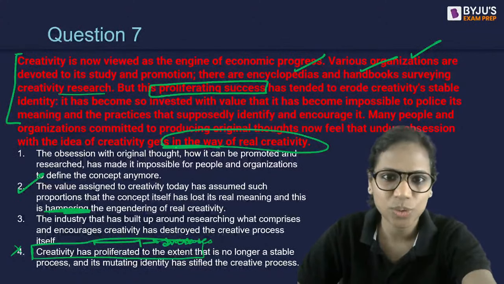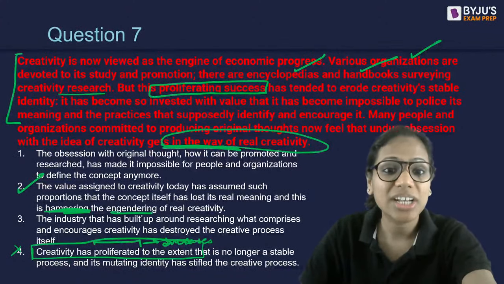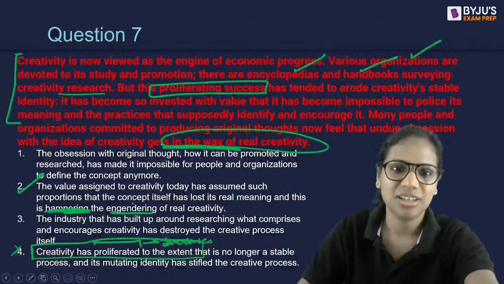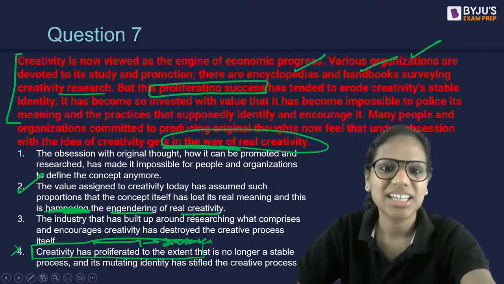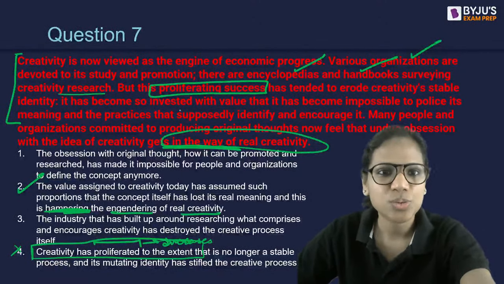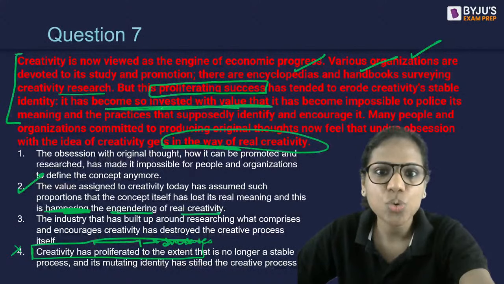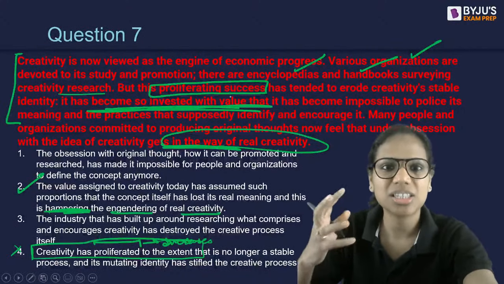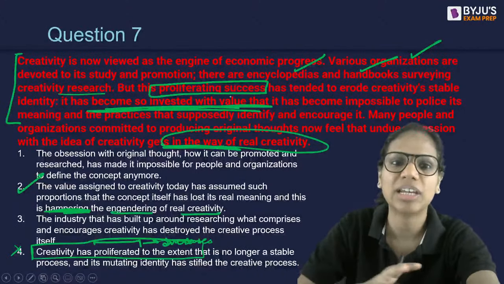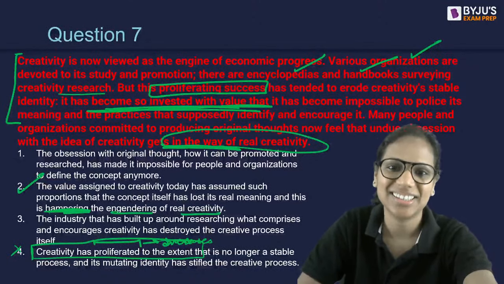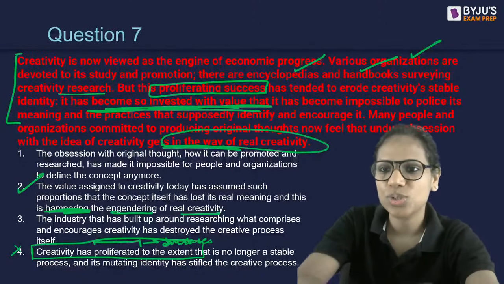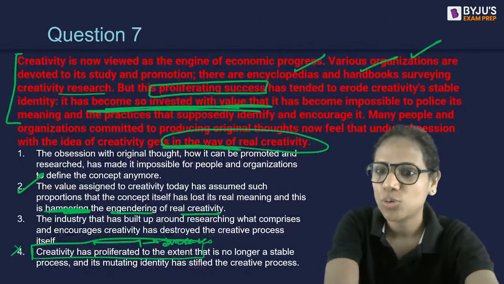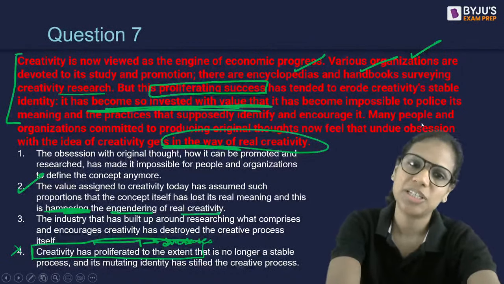See, it is getting in the way of engendering, which is basically producing, real creativity. We have become very obsessed with its value. It has become so invested with value. That means we've put so much value on it. That's the idea. So that's why 2 is the answer, not 4. I hope this is clear to everyone. If not, please ask me.